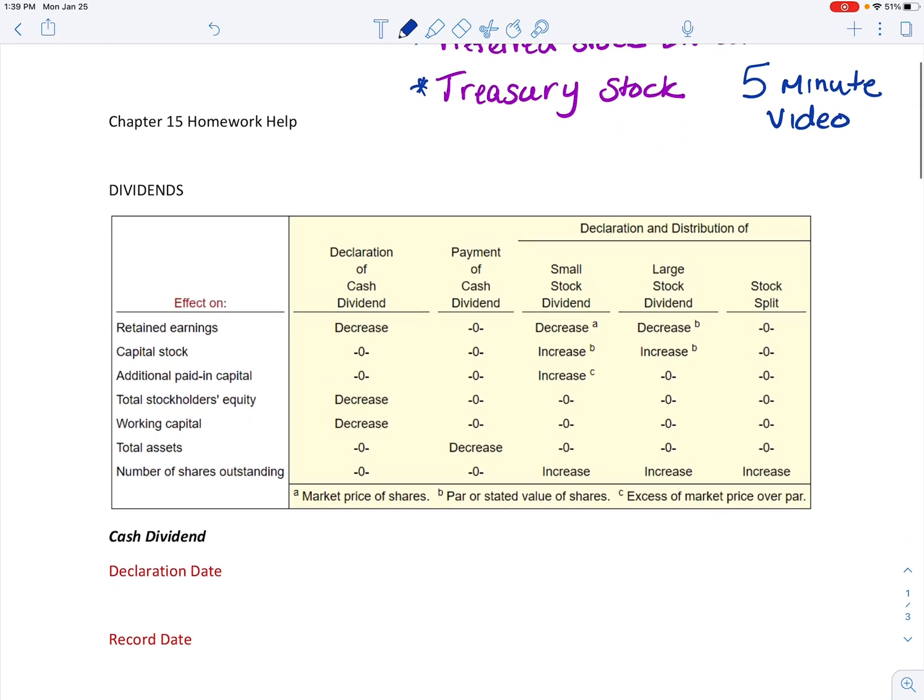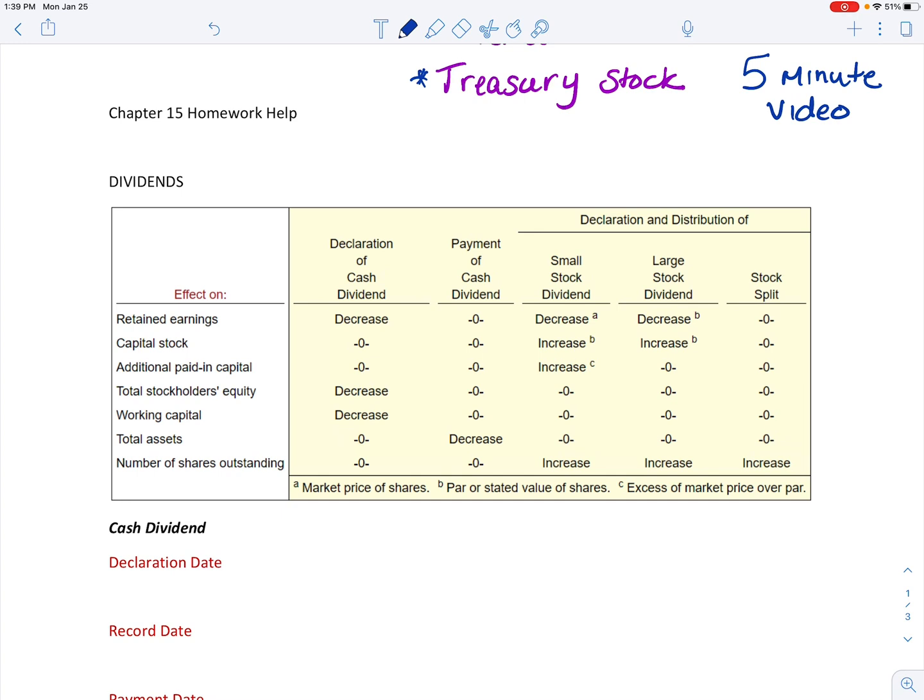So I took this picture right out of your book. It shows you the impact of the different dividends on that stockholders' equity section. And we'll go over each kind of dividend. You have a cash dividend, you can have a small stock dividend, a large stock dividend, or a corporation can do a stock split. So as you can see, this chart shows you the impact that they have on that stockholders' equity section. I want you to notice a few things.